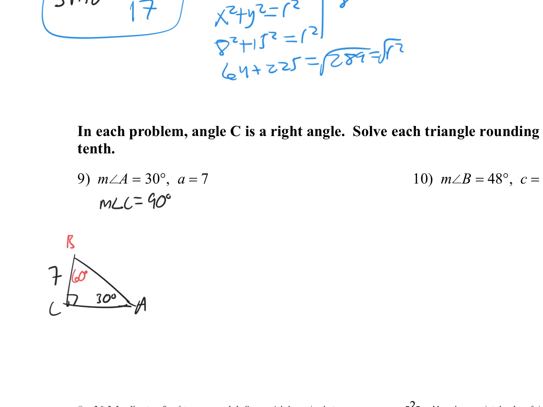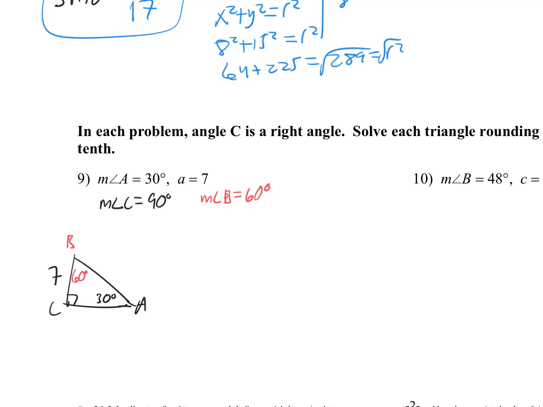Right, because the two acute angles in a right triangle have to be complementary, right? So that already gets us one of our angles. I get the measure of angle B is 60. All right. Now to figure out my sides, I can use SOHCAHTOA.